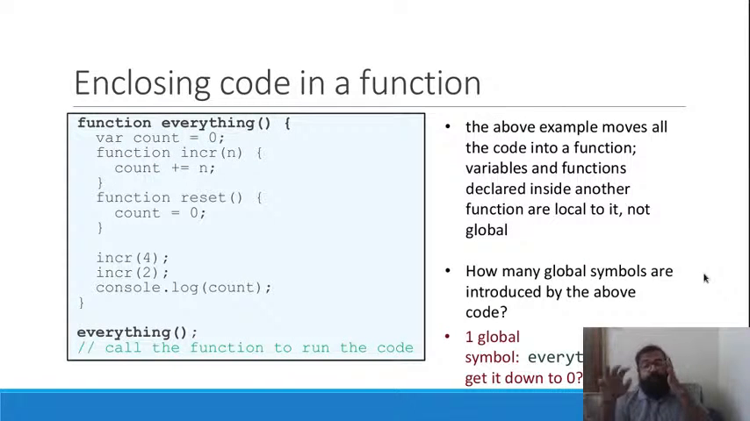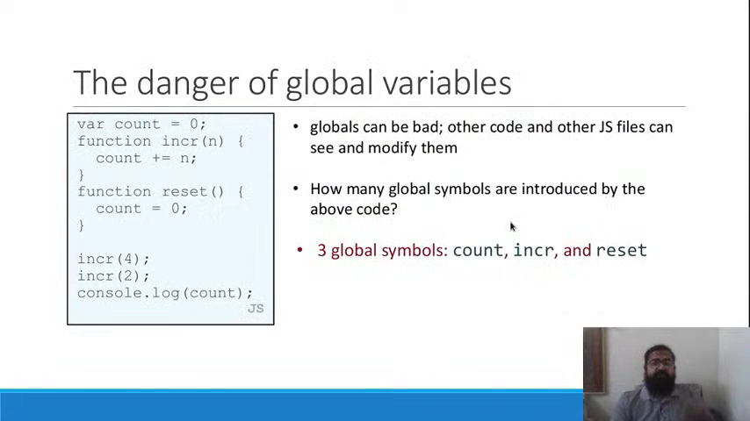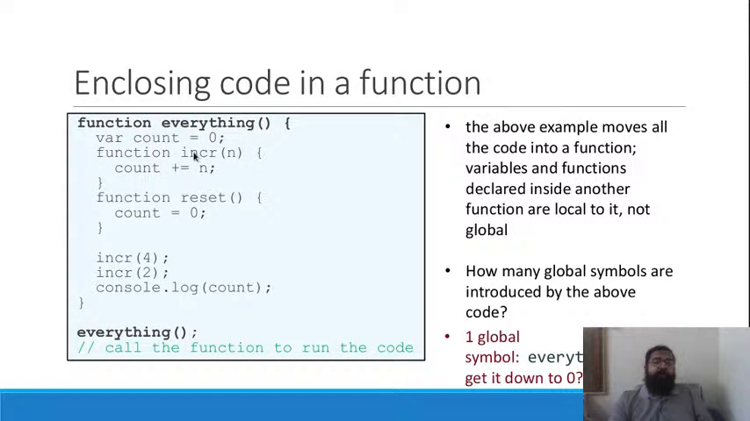So how do you enclose everything in a function? You can enclose everything that you had earlier seen in the example into a function called everything. So you have the same code enclosed in a function, and then the function everything is called. Here the number of global symbols has reduced from 3 to 1, correct? So it can no longer access count directly, it can no longer access reset directly, it can no longer access increment directly.